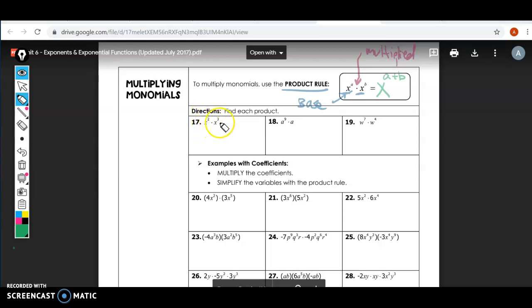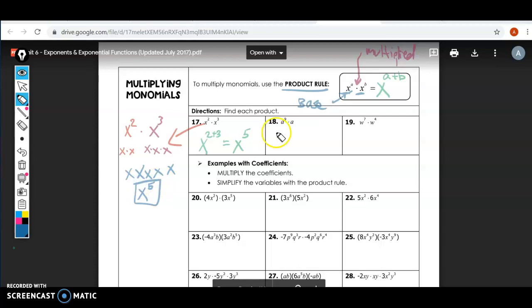Number 17, we have x squared and x cubed. What we do is keep the base, which is x, the same, add the two exponents to get x to the 5th. A more visual way of how this works, I'll write that over here. X squared looks like x times x. Then we have x cubed, which looks like x times x times x. So all together, we have 1, 2, 3, 4, 5 x's, which could be written as x to the 5th power.